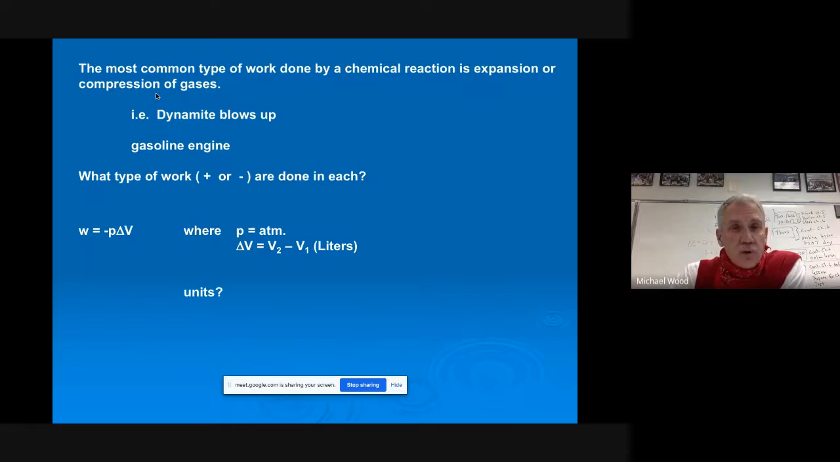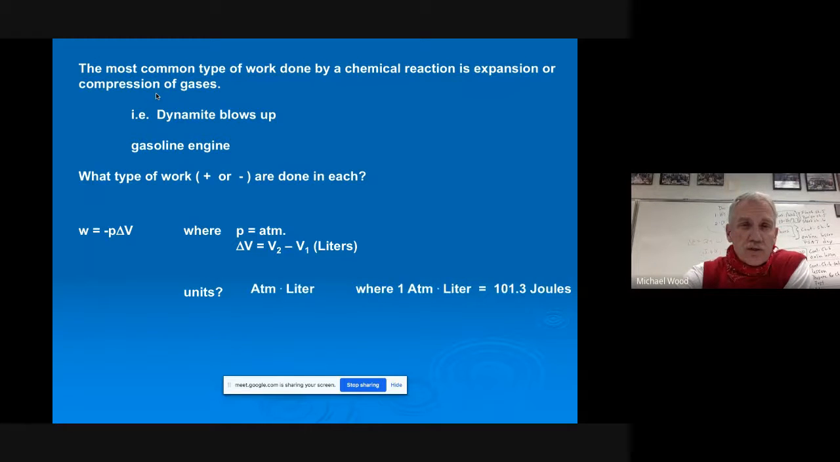Okay, now here's an equation that's going to go right in with this, where work is equal to negative P times delta V. And again, this is going to be a small thing on the next test, where P is equal to atmospheres and V is going to be V2 minus V1. And I'll talk about the units here in a second. Well, here it is. So atmosphere liters, where 1 atmosphere liter is 101.3 joules. And I'm going to talk about your formula sheet here in a second.